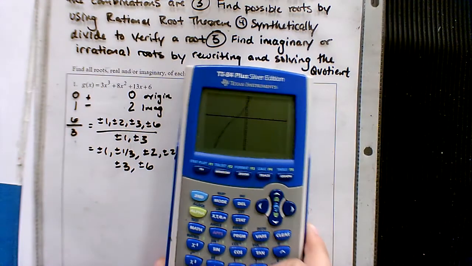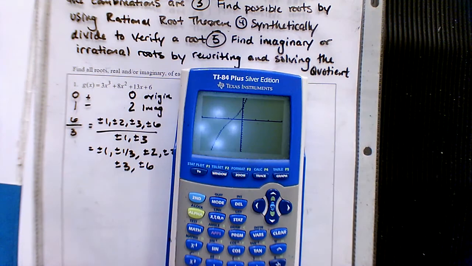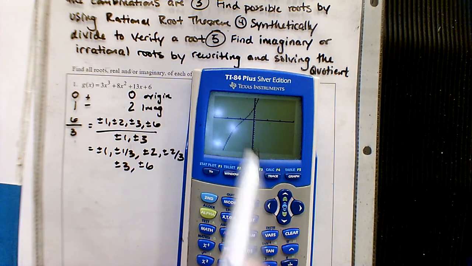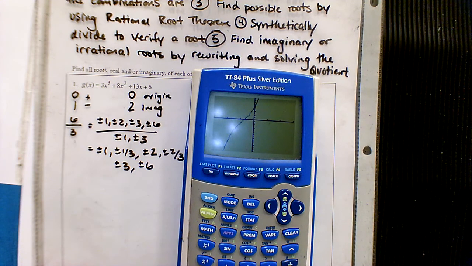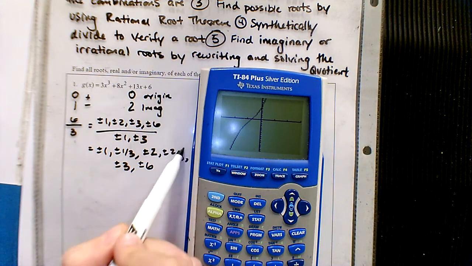So looking at the graph, can we kind of perhaps circle which one of these this x-intercept might be? Can we narrow it down? What do you think, Elsie? Negative 2/3? Okay, let's try it.